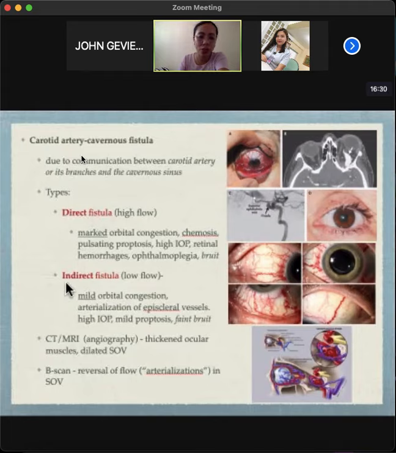However, in low flow or indirect CCF, there is mild orbital congestion with arterialized episcleral vessels and high intraocular pressure. You also have mild proptosis. So direct is more proptotic compared to indirect. The indirect fistula is usually spontaneous, due to diabetes and hypertension. So you can request for MRI and CT, and we will note an enlarged or dilated superior ophthalmic vein.